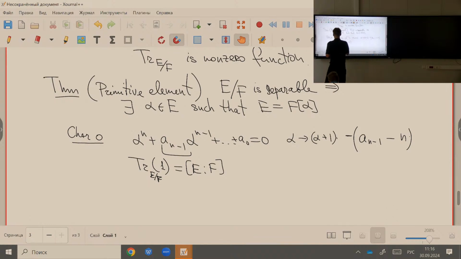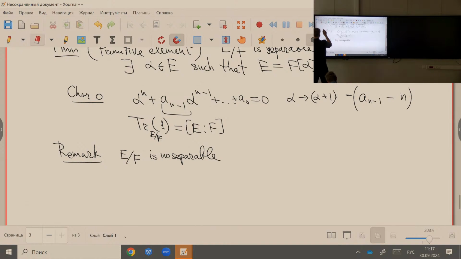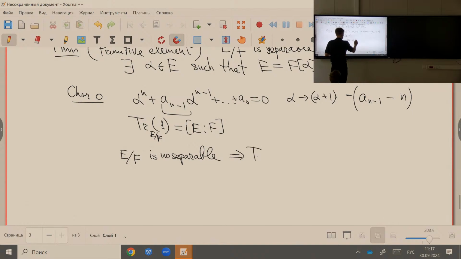So, remark. If E over F is non-separable, then the trace is 0. Let me prove that the function is 0. And of course it is very easy, so you should do it like this.